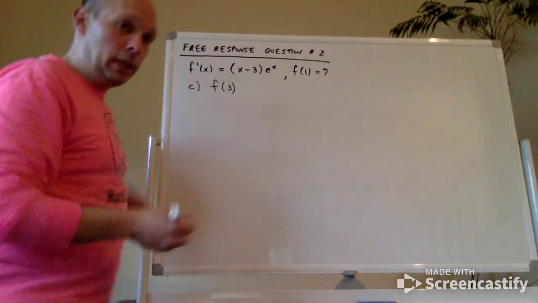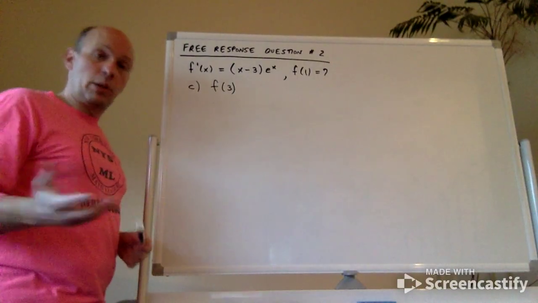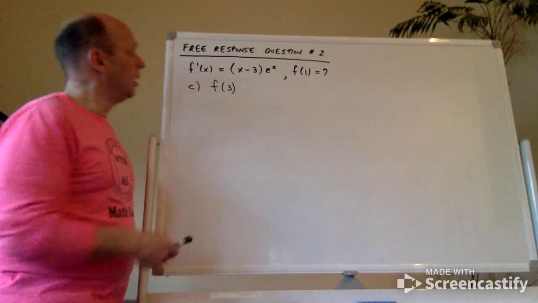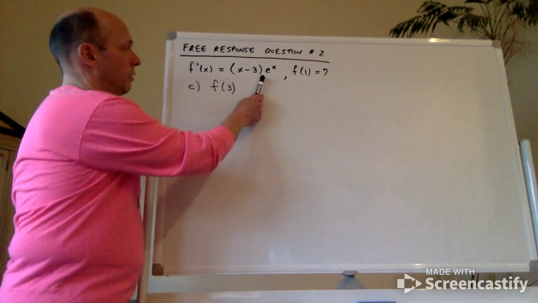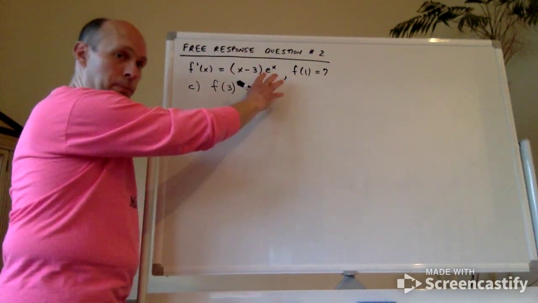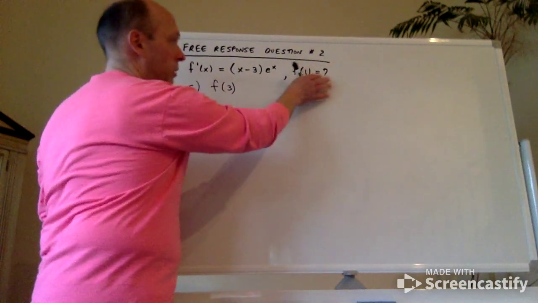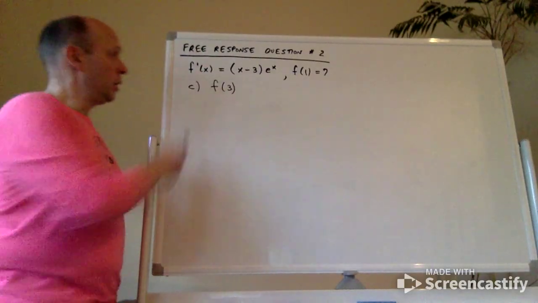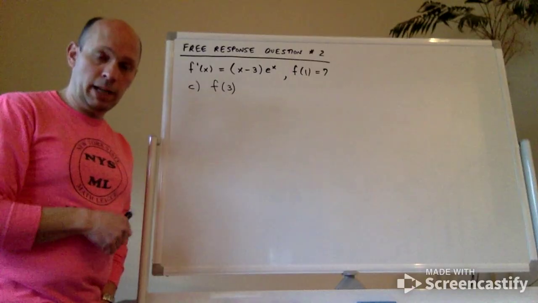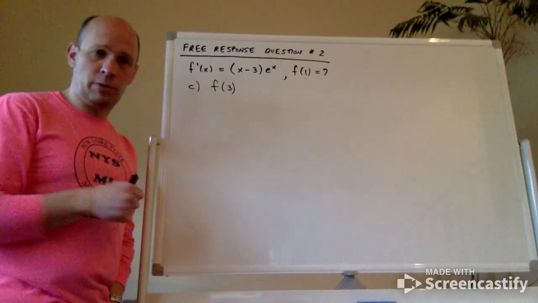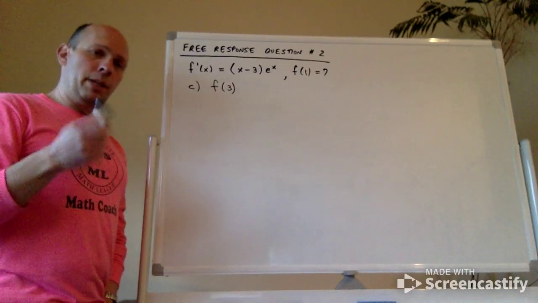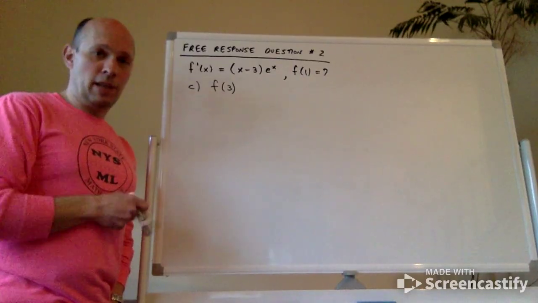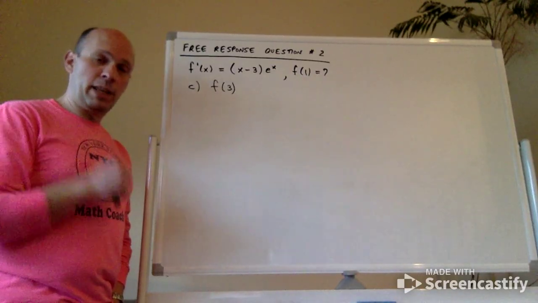Now, what a lot of you did, and you did it correctly and ended up with the right answer, was you found the antiderivative of this and got your plus C. And then you solved for C by using that initial condition over there. You got your function for f of x, you plugged in 3, and you got the right answer. It's a legitimate method for a problem like this, but the question was not designed to be answered that way. This is the way they wanted you to answer it.